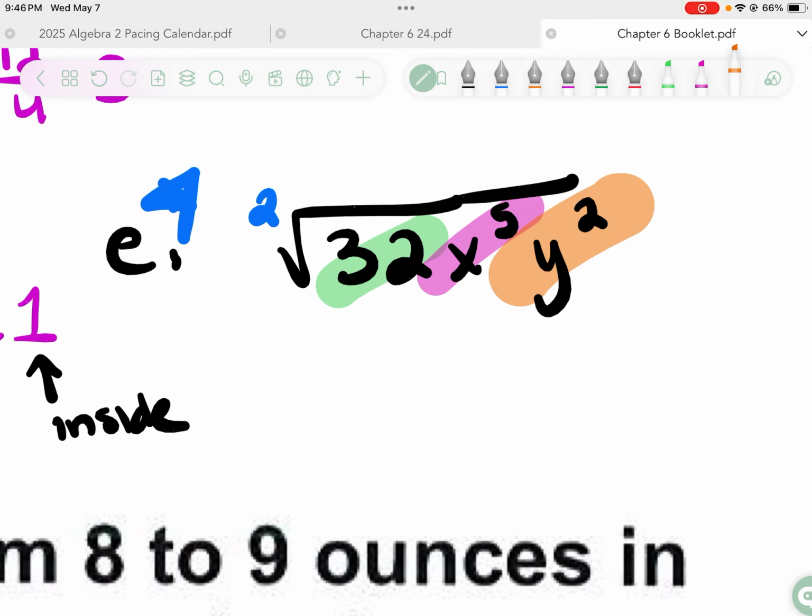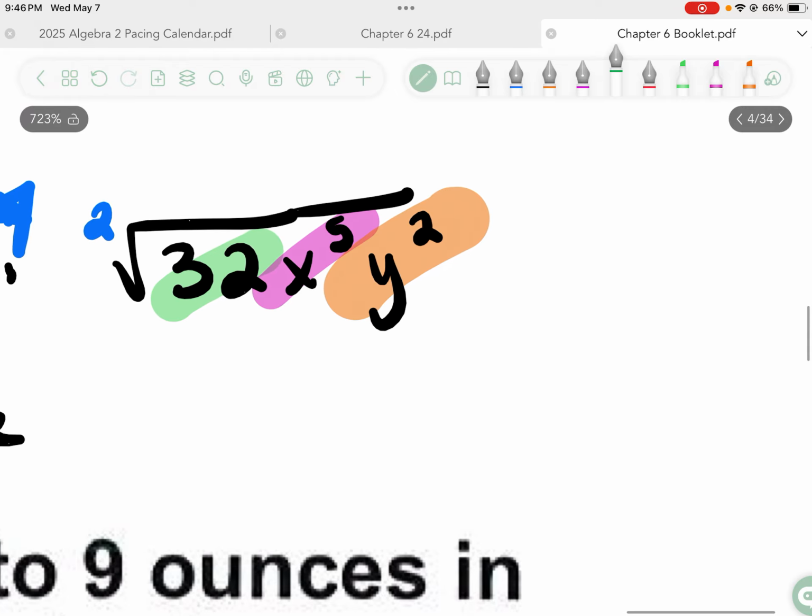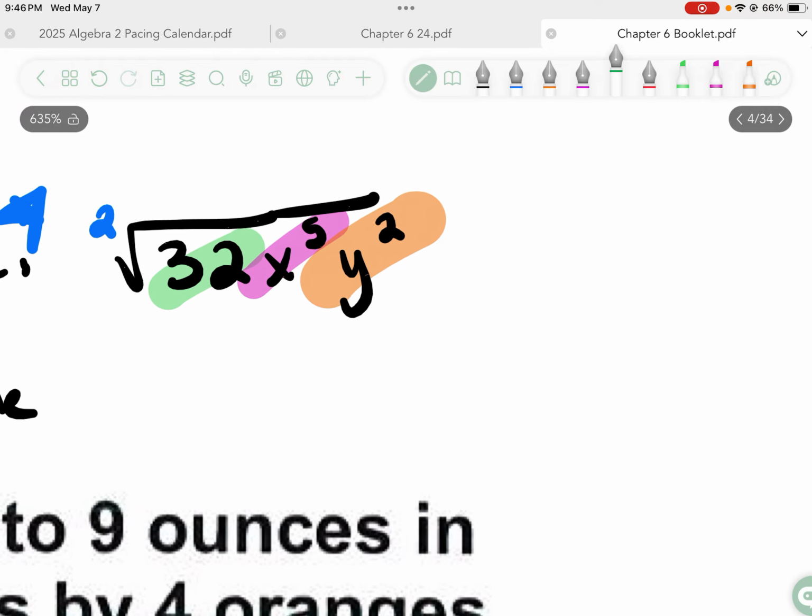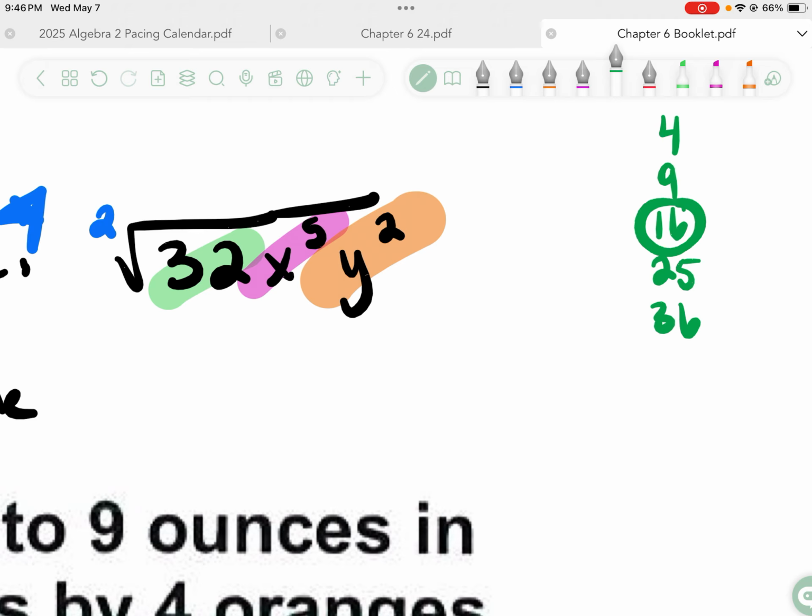Now we should be pretty good at simplifying square roots since you guys have been doing this for a while with our quadratic formula. But the square root of 32 is not a perfect square. So yeah, unfortunately this is not going away. You have to know those perfect squares. So find the largest that divides 32. 16. Right, so that's 16 times 2.